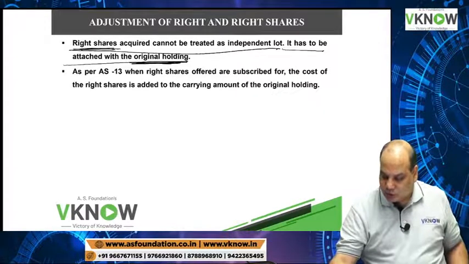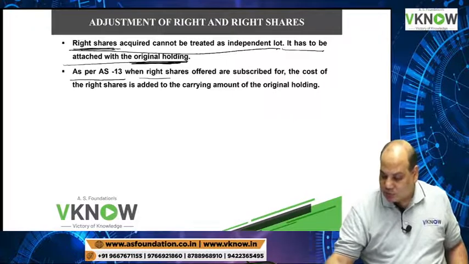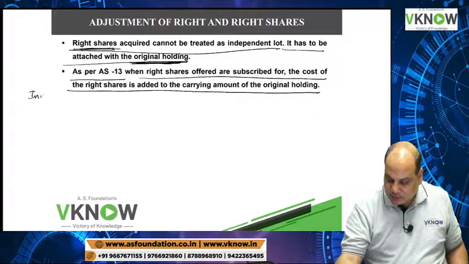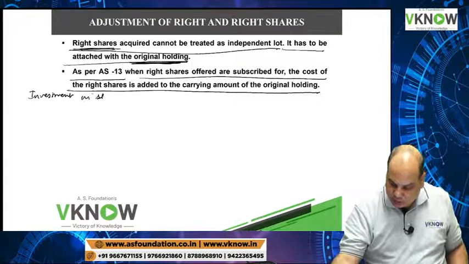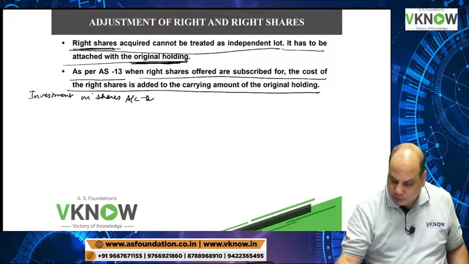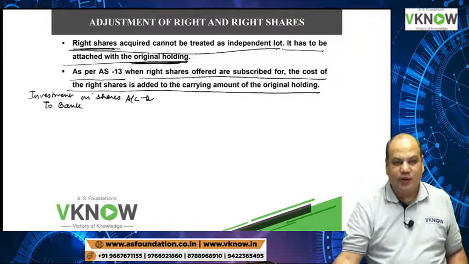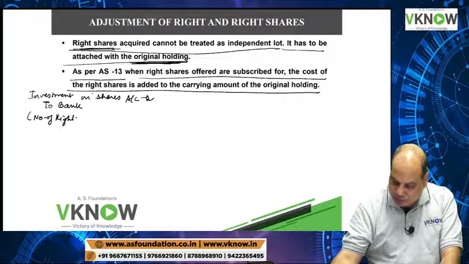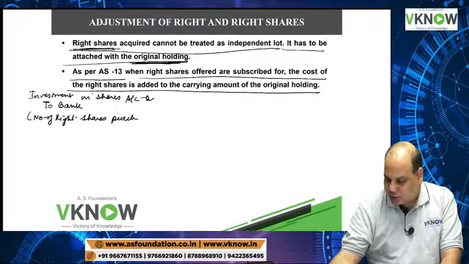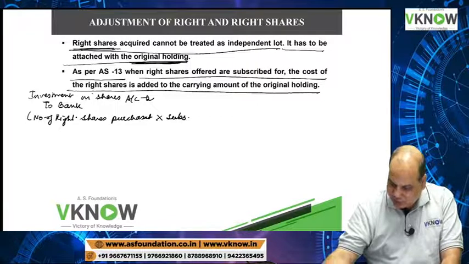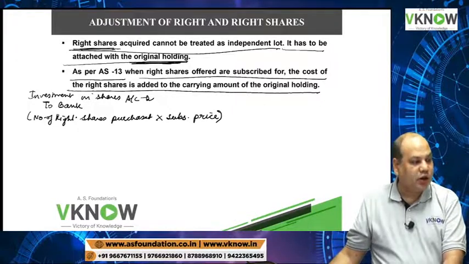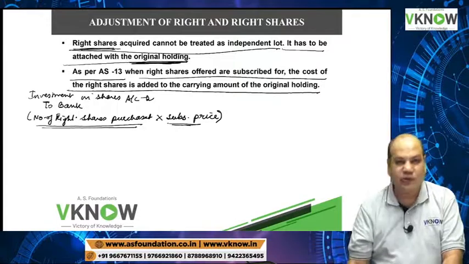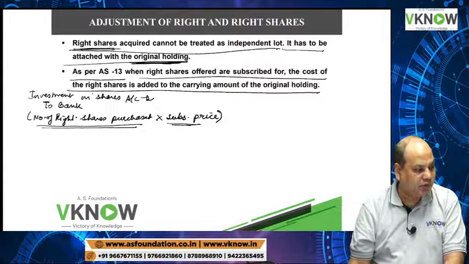So when the right shares are purchased, it is just like another purchase, and you add it to the carrying amount of the original holding. The entry is as usual, like any other entry: investment in shares account debit to bank, for the number of right shares purchased into the subscription price. In some questions you will find the investor subscribes to all the rights. So first I have to see how many shares are purchased and multiply by the subscription price. Whatever the subscription price may be, investment account debit to bank.